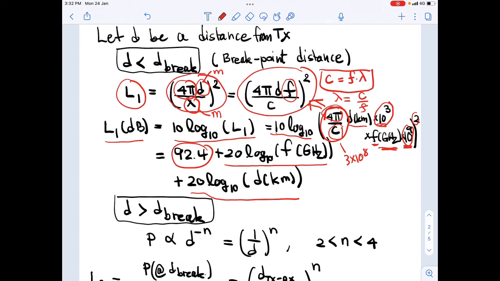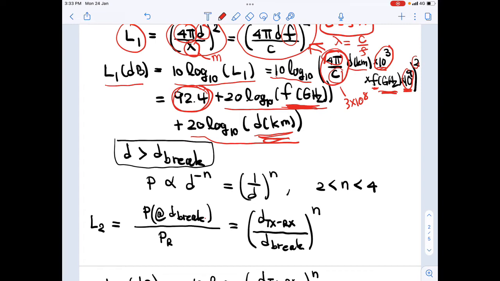So you see that the loss in the first part consists of a constant, and it depends on the carrier frequency. If the frequency is bigger, the loss will be bigger. Same as the distance. If the distance is bigger, the loss will be bigger as well. Okay. The second part, right, is where the distance is beyond the free space, so it's beyond the breakpoint distance, and the loss will be at a much greater rate than the loss in the first part.